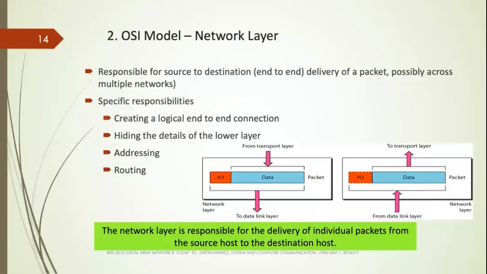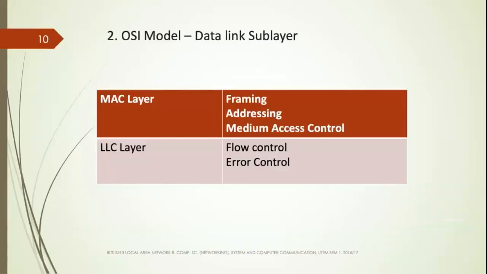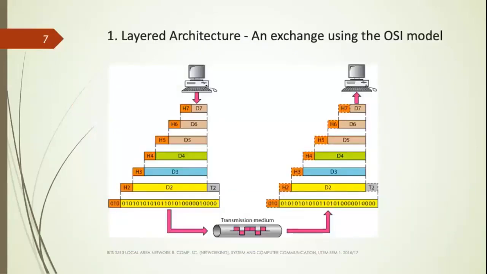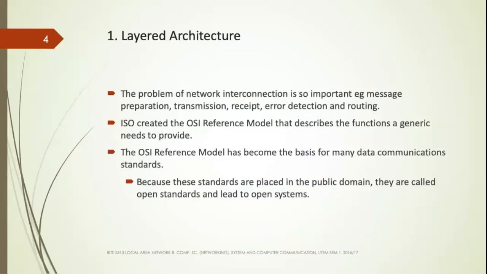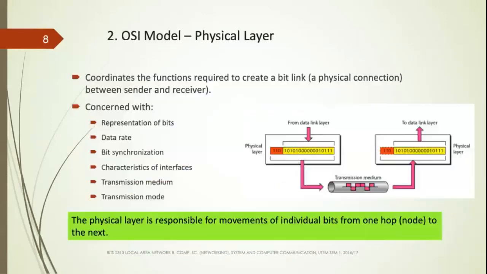So we now look into, if we go back, layer number 1, the physical layer. Let's just look at layer 1. Layer 1 is concerned about representation of bits, as I said earlier, the ASCII code, and I gave you an example of the different data rates. So that is what is responsible for the physical layer.